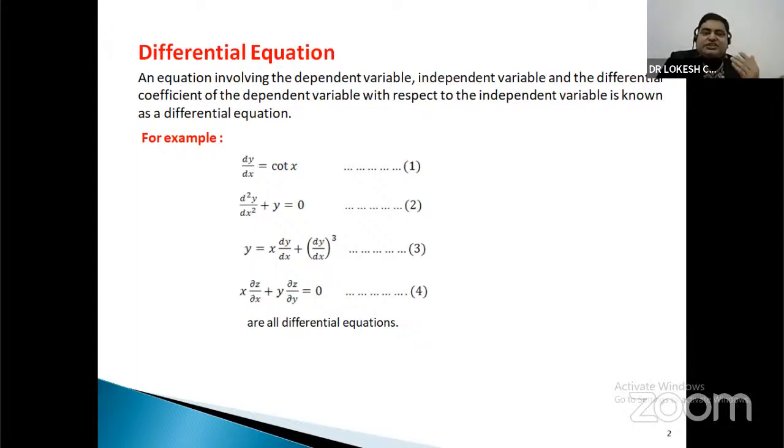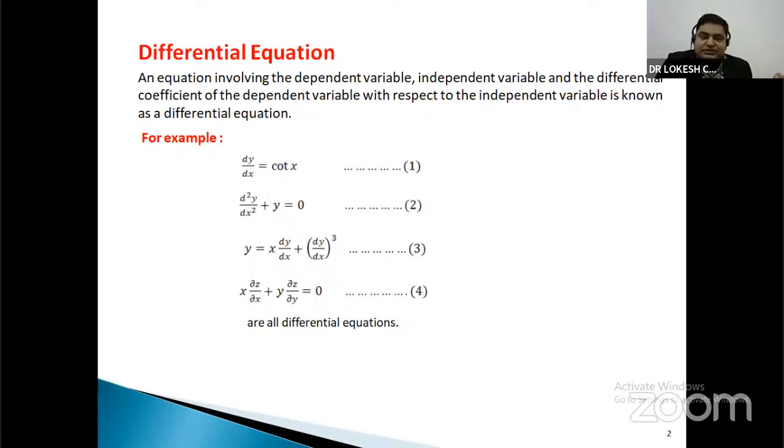Here the equation involves the first order derivative of the unknown function and a function of x. In equation 2, d2y/dx2 plus y equals 0, we have an equation of an unknown function with one independent variable which involves a derivative of higher order, 2, and the unknown function y, which we are going to determine from the equation.